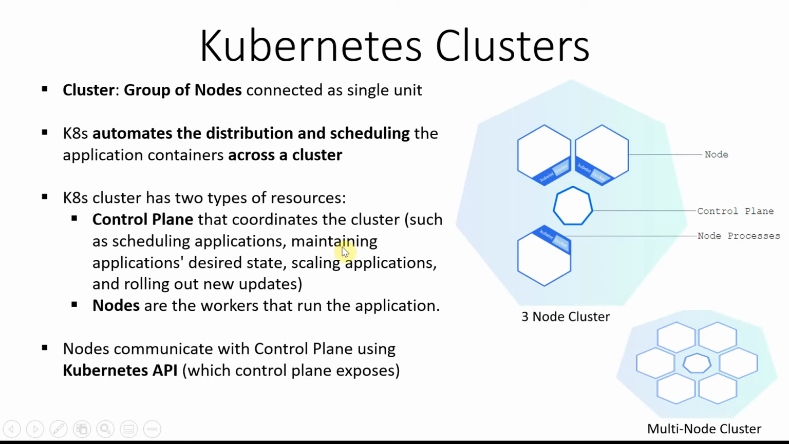It also maintains the state. When you tell the control plane you want three replicas, it ensures that three replicas are running for sure, irrespective of whatever happens. Even if a pod goes down or a node goes down, it will add a new node or add a new pod. So it ensures that the desired state is met. It also scales the applications, and it rolls out new updates. All these things are managed by the control plane, and nodes are nothing but, as I said, the workers.